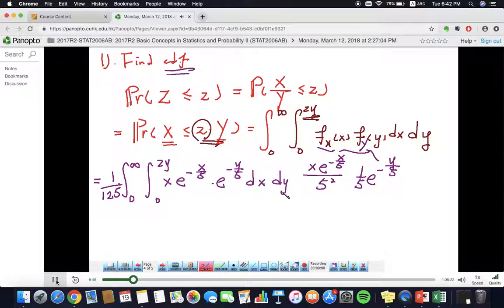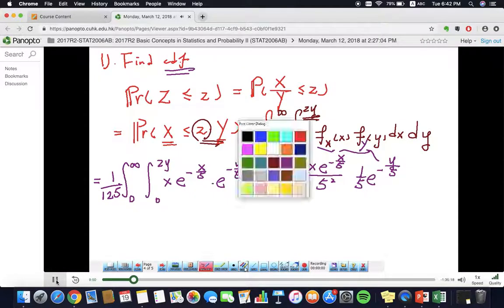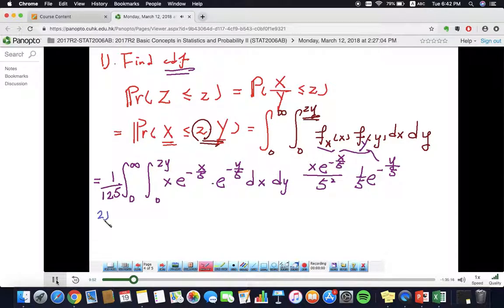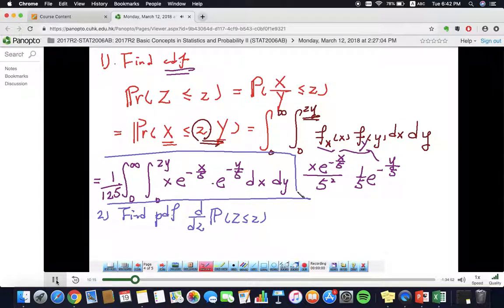Okay, so how to find out the PDF? This is the second step, to find out the PDF. How to find it out? Now, the best we can do is just differentiating with respect to z of this probability. Okay, and then we got what we want, right? So in this case, we just differentiate this integral using the Leibniz rule.